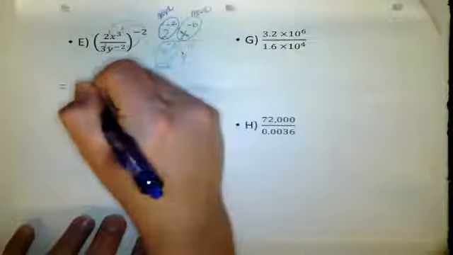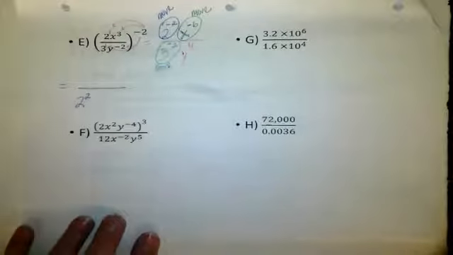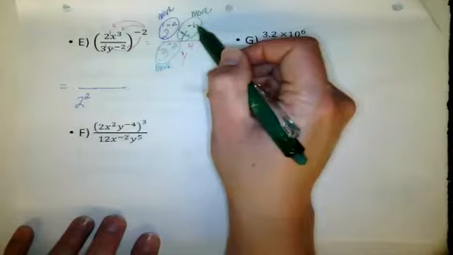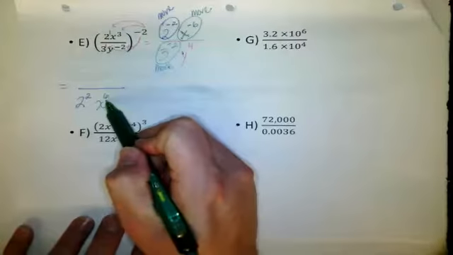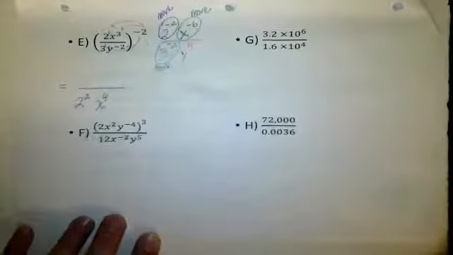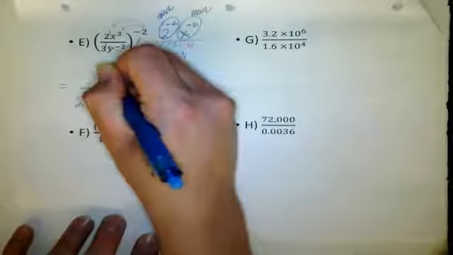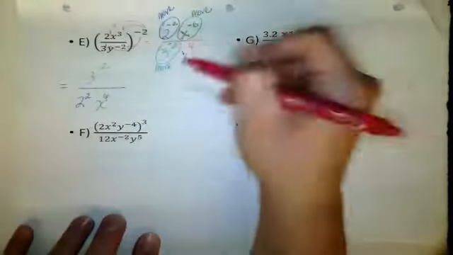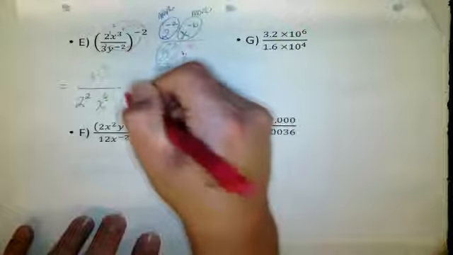All right. So 2 to the negative 2 was unhappy upstairs. He wants to move downstairs where he is no longer negative. X to the negative 6 is unhappy upstairs. He wants to move downstairs where he's no longer negative. 3 to the negative 2 wants to move upstairs where he is no longer negative. What does y to the 4th want to do? Stay in the denominator, y to the 4th.